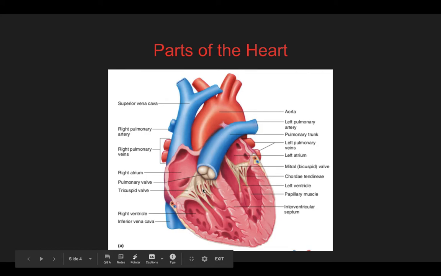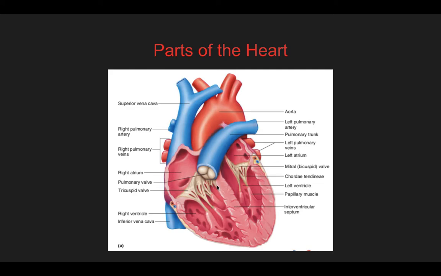The next is going to be the septum. So it's going to be this middle layer of tissue. And this is going to be just a solid wall of tissue. It's going to separate the left and right sides of the heart. So we have that middle layer.